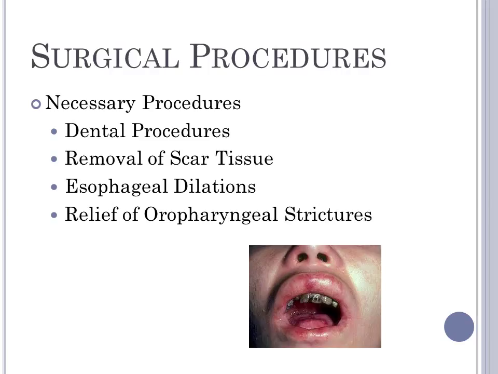Anesthesia is frequently required in this patient population for dental extractions because these teeth have an ectodermal structure similar to the skin. Therefore, the disease affects the enamel and increases the susceptibility to dental caries. These patients are also often in need of surgery for the removal of scar tissue, relief of oropharyngeal strictures, or correction of pseudosynodactyly. Often, esophageal dilations may be needed for scarring from blisters in the esophagus.